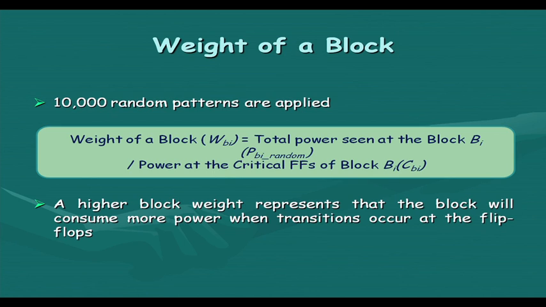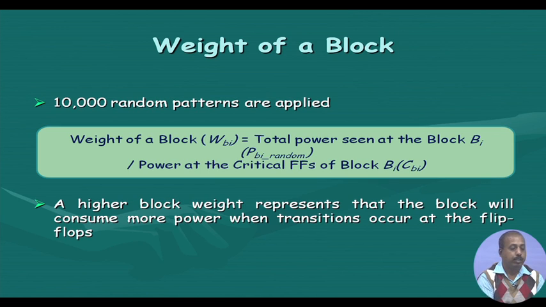A higher block weight represents that the block will consume more power when transitions occur at these flip flops. If the block weight is high, that means if these flip flops make transitions, more power will be consumed. If this weight is low, that means even if these flip flops make transitions, not much power will be consumed. Of course, that is taking into view that the total power of a block is more or less fixed, and we are putting more emphasis on the critical flip flops.